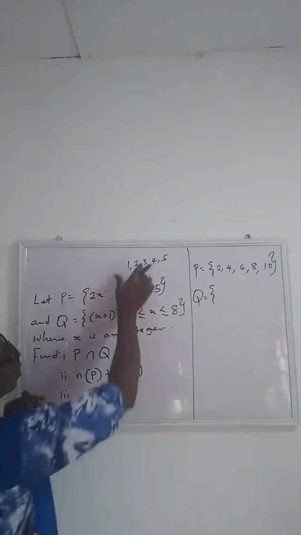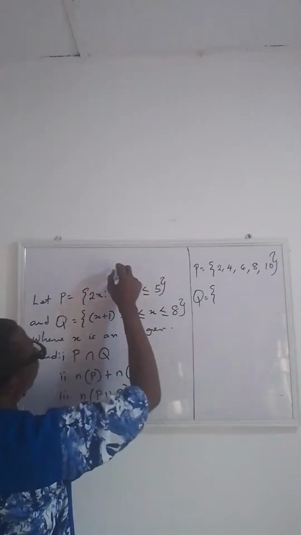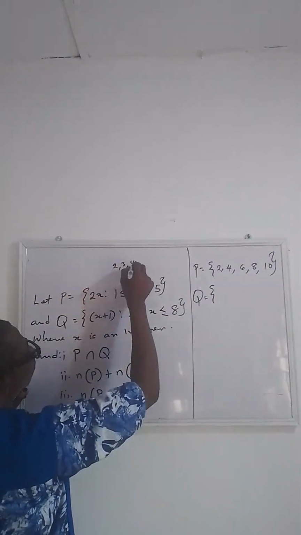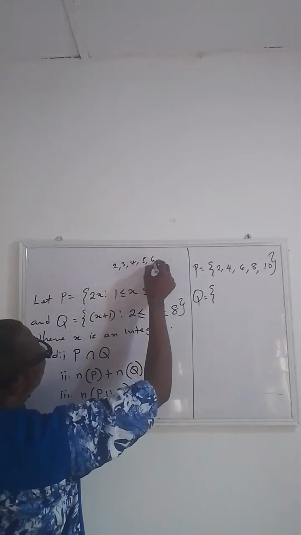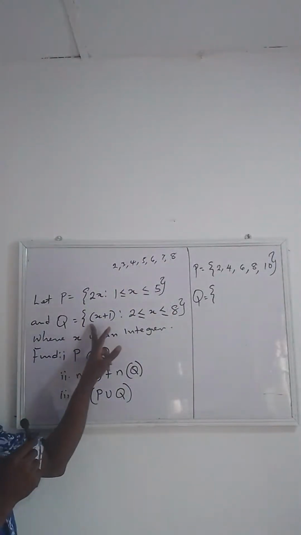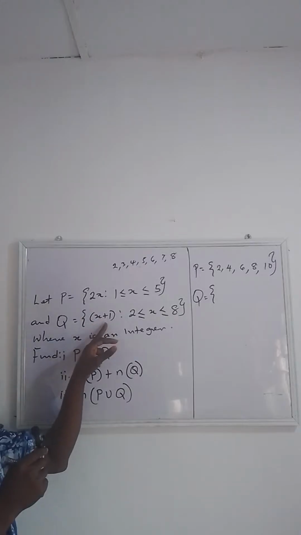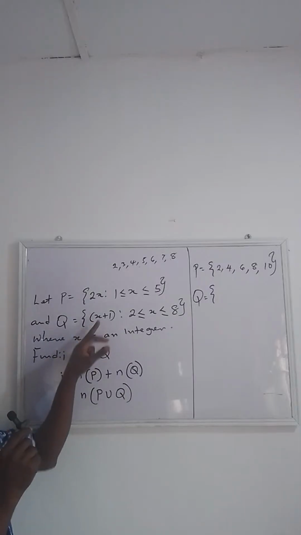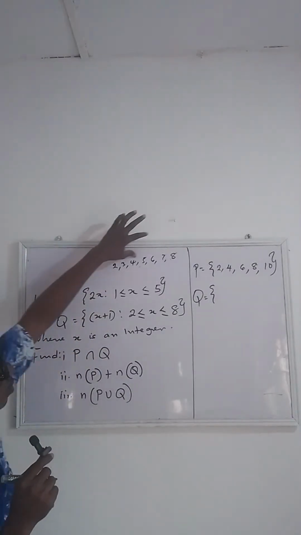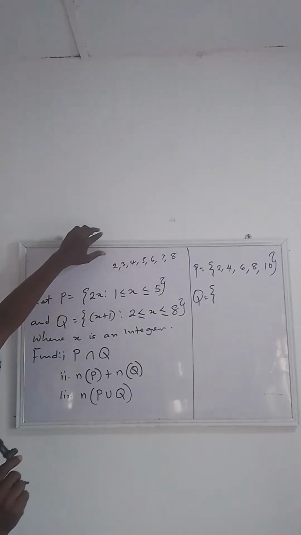Now, members of this range, we have 2, 3, 4, 5, 6, 7, and what? And 8. But look at the condition we have here. Now, add 1 to each value of x. Add 1 to each value of x. So that means these are values of x. So I begin to add 1 to each of the members.